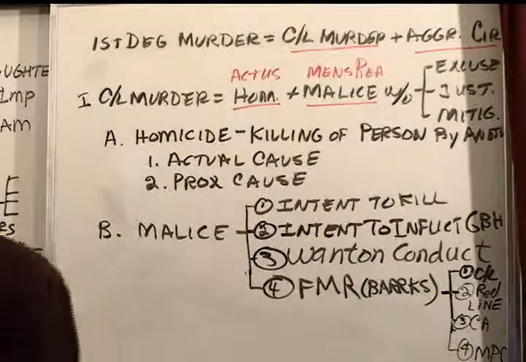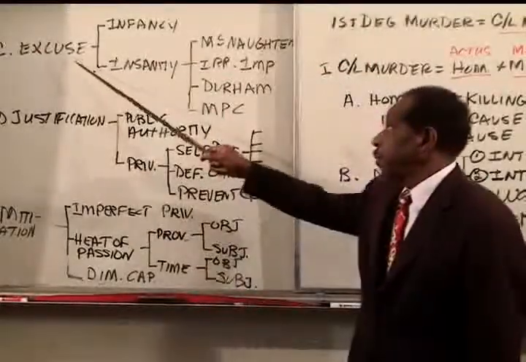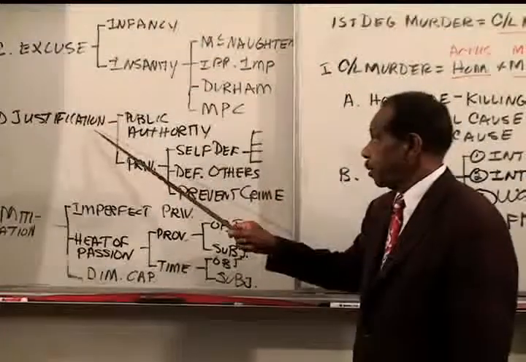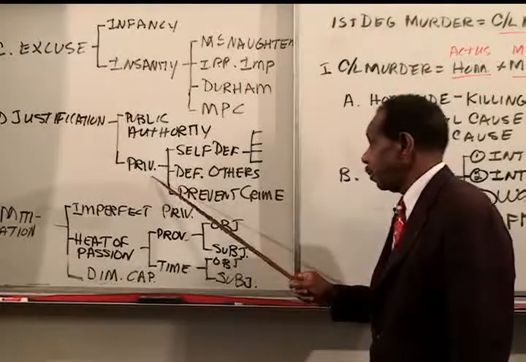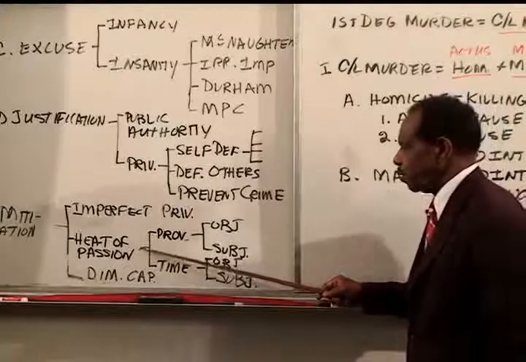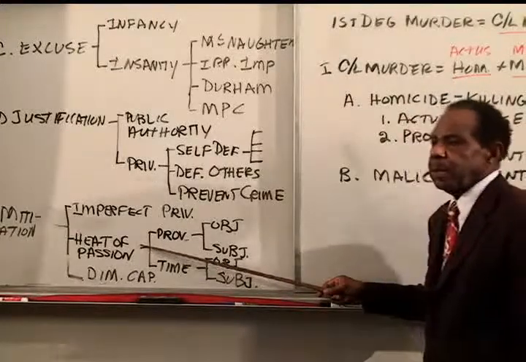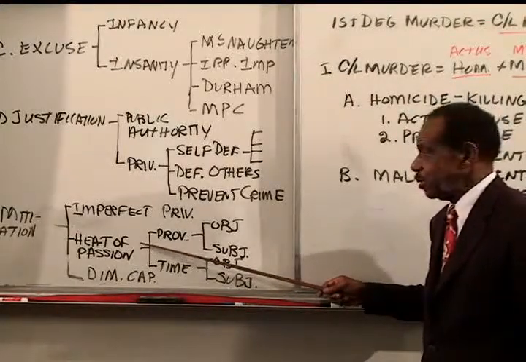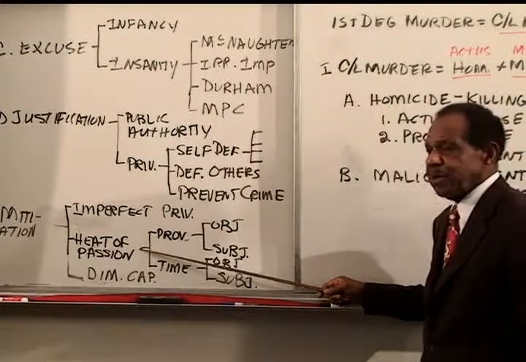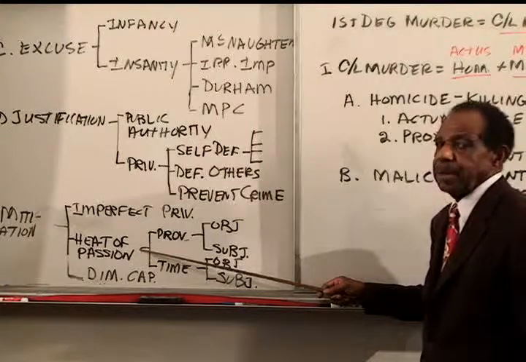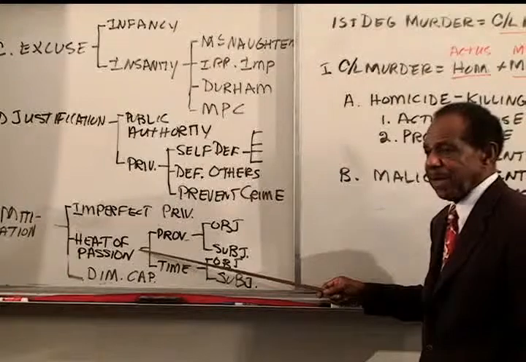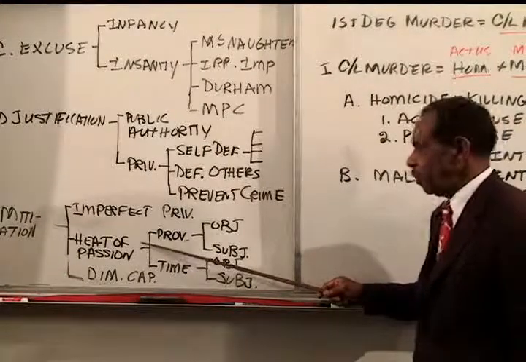And now Don has no excuse. Don is not insane or a child. Don has no justification. And Don will claim mitigation, heat of passion, and his heat of passion argument will not be based on the claim that I came and found this person assaulting my wife, because this is 3 months later. He will claim that there was a separate and independent heat of passion that happened when he found the guy, and as a result of that heat of passion, he shot him.